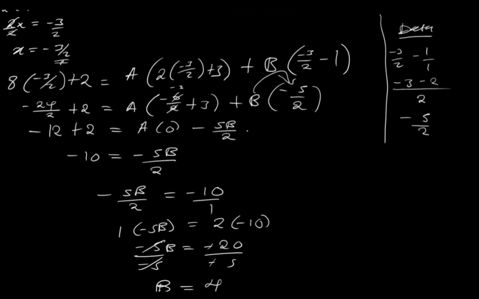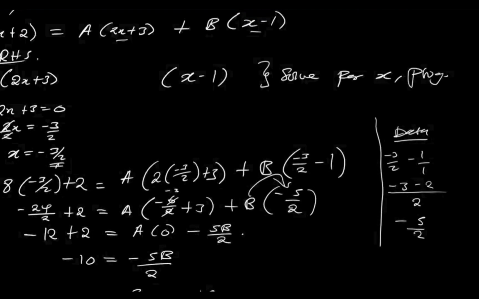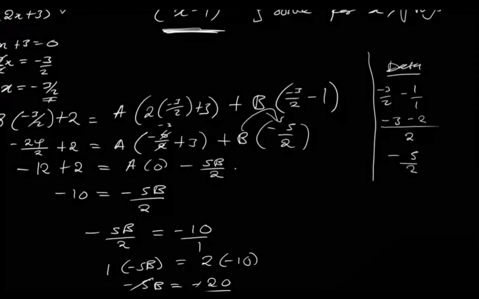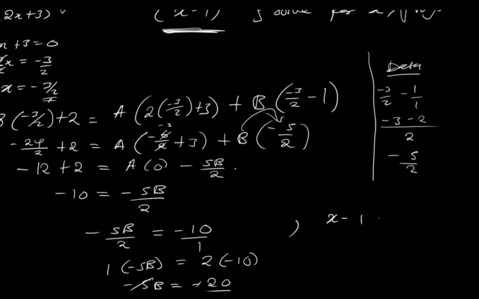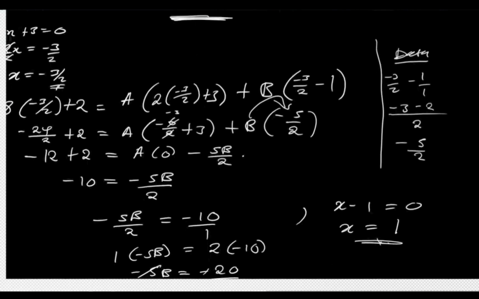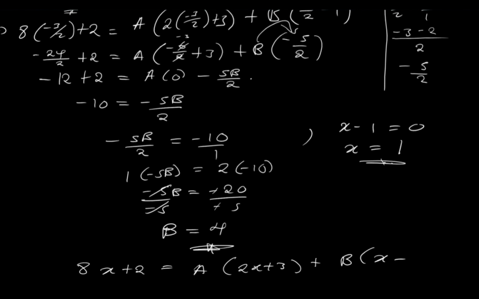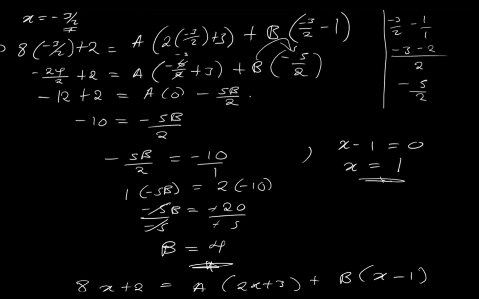But now, since I have the value of b, remember what we first had, where this factor here, which we have used. Now I have to use x minus 1. So what if we have x minus 1 equal to 0, so for x. So x will be equal to 1. Let's plug the value of x in the expression we had. The expression was 8x plus 2 is equal to a, open brackets 2x plus 3, plus b, open brackets x minus 1. Like that. That was the expression.